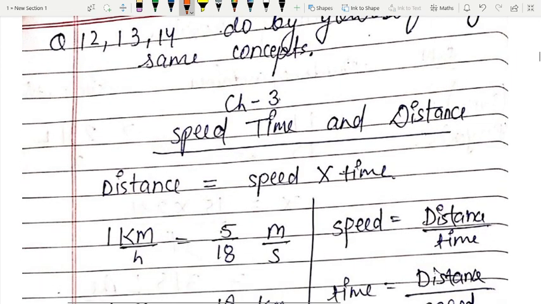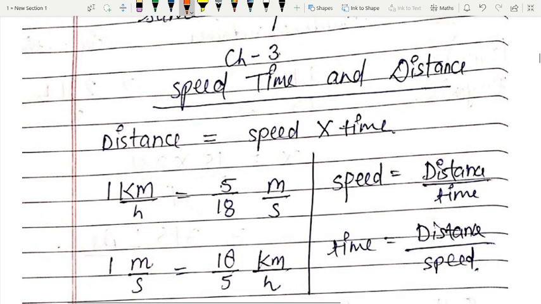Now let's come to the next chapter, chapter number 3, which is speed, time and distance. As you know, speed tells us how fast our vehicle is going, how fast an object is moving. Time can be in seconds, minutes, hours. And distance is basically the distance covered by the vehicle.